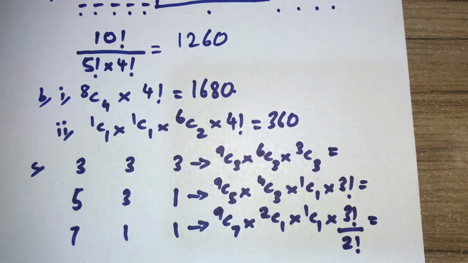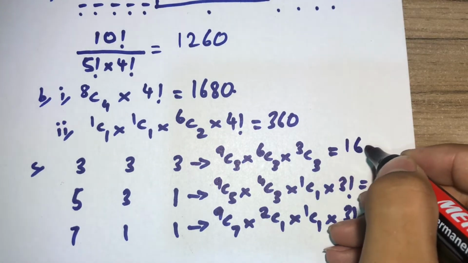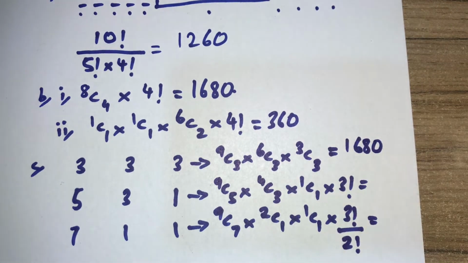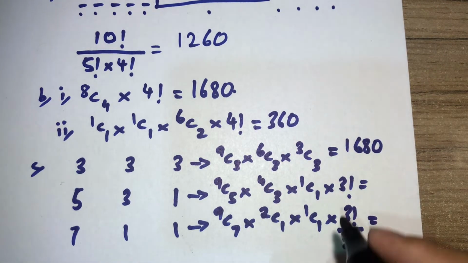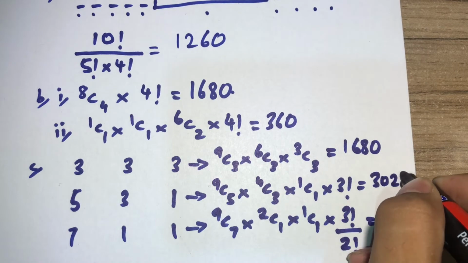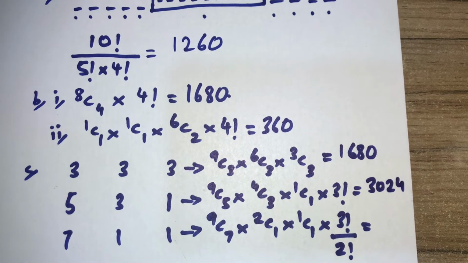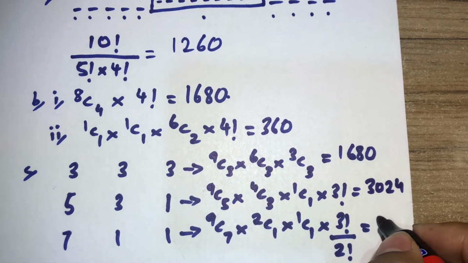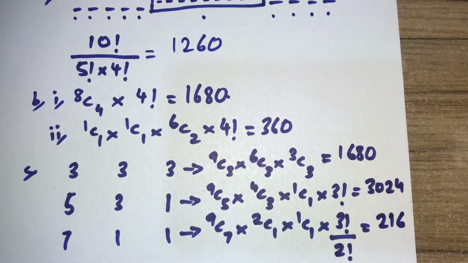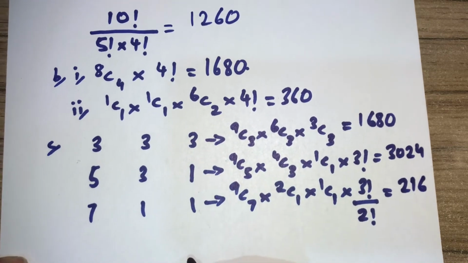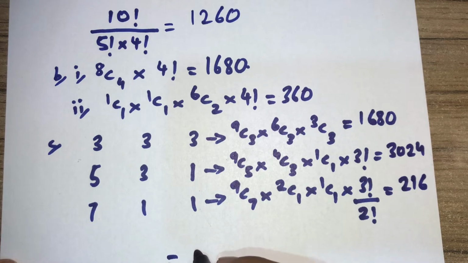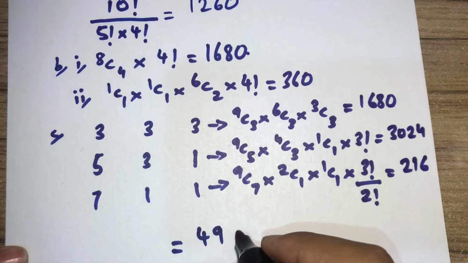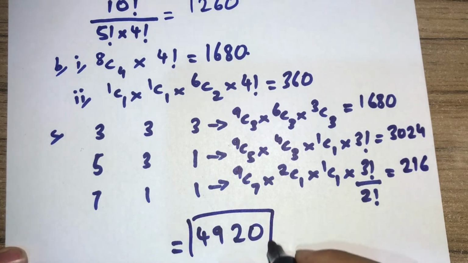The first one is coming equal to 1680. Second one is coming equal to 3024, and third one is coming equal to 216. So if you add them all, you'll get 4920, which is the final answer.